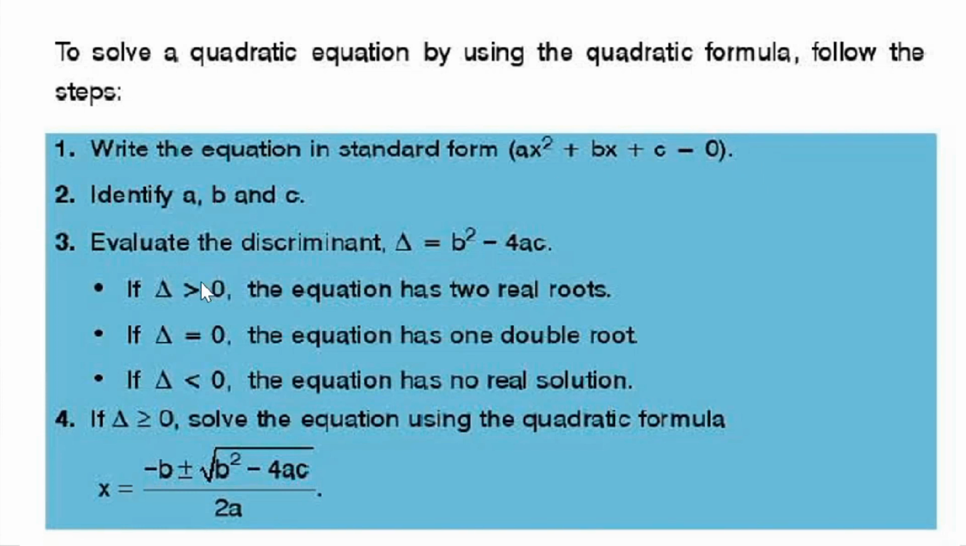Next, we have to evaluate the discriminant. We are using delta here for the discriminant, which is actually b squared minus 4ac, as I have said earlier. For number 4, if delta or the discriminant is greater than or equal to 0, then you have to solve the equation using the quadratic formula, the formula that we have read a while ago.